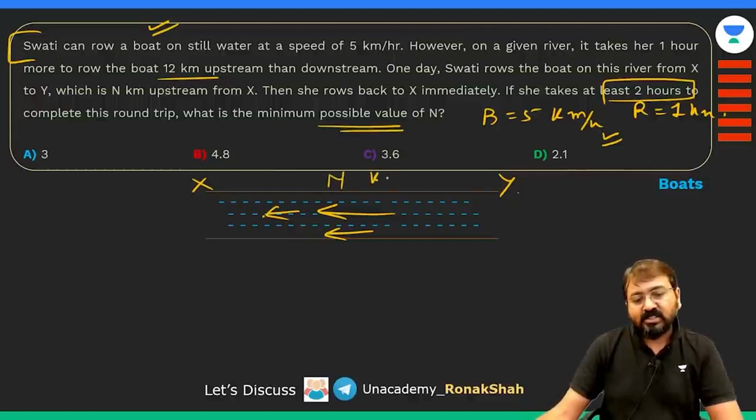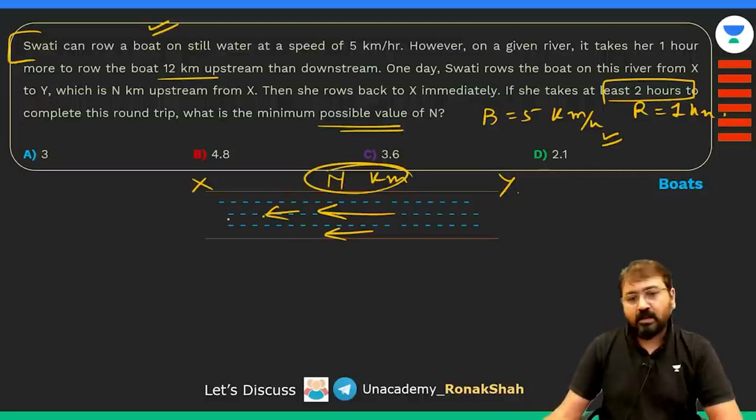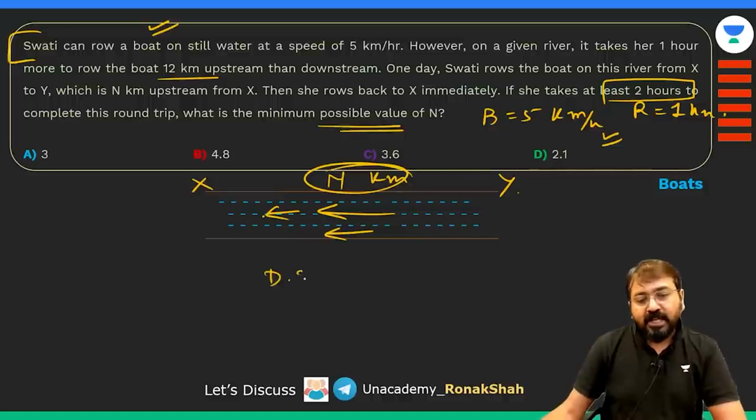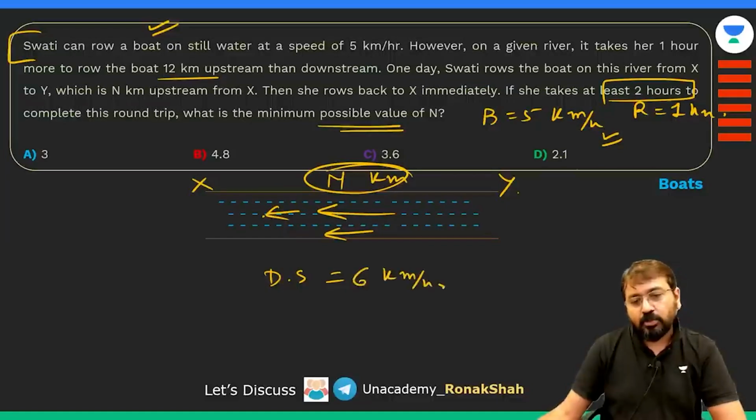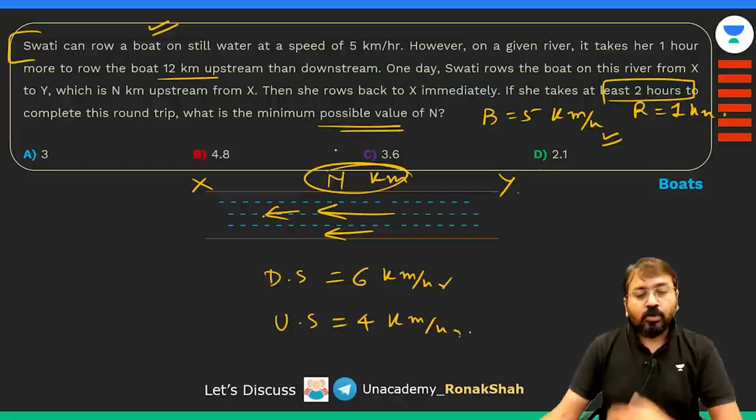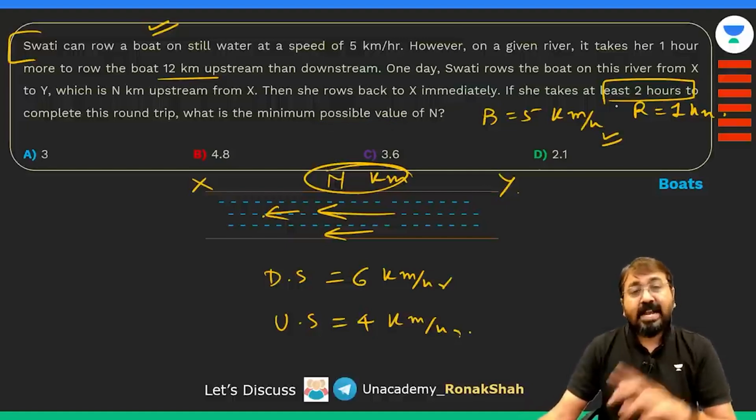So what is this distance, n kilometer? What is the value of n, right? Now see, this question is actually very simple. Our downstream speed is going to be 6 kilometer per hour. We all know that 5 plus 1. Upstream speed is going to be 4 kilometer per hour. Yes or no? Right. Now what distance should I take so that it takes at least 2 hours?